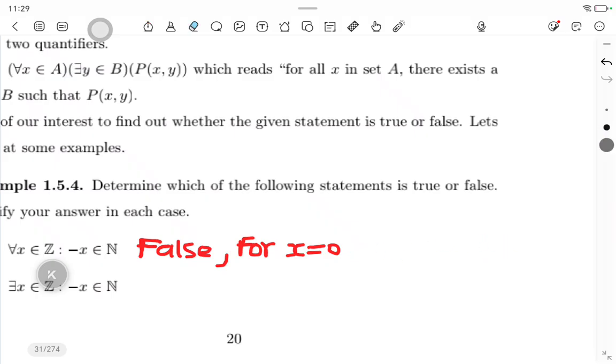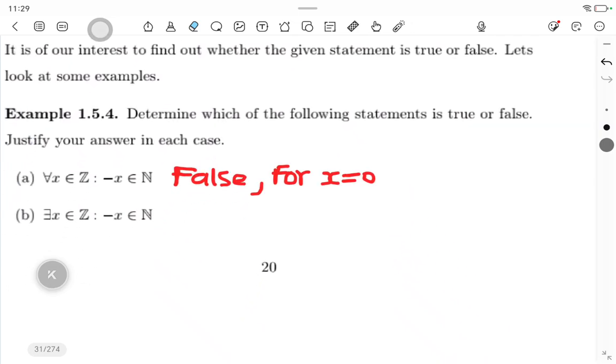Now, we come here. We are saying that there will always exist some integers such that when I multiply them by negative, there will be an element of a natural number. And this is true, right? Because we are saying there are some. Even if I take minus 1 here, if I multiply minus 1 by negative, I'm going to get 1, and 1 is a natural number. So this will always be true because it says there exists.